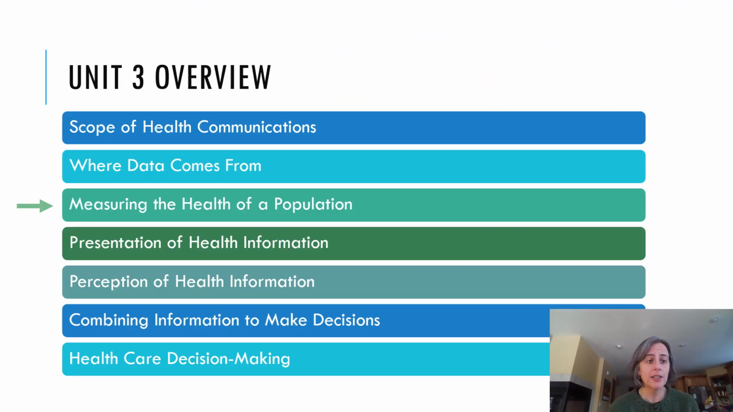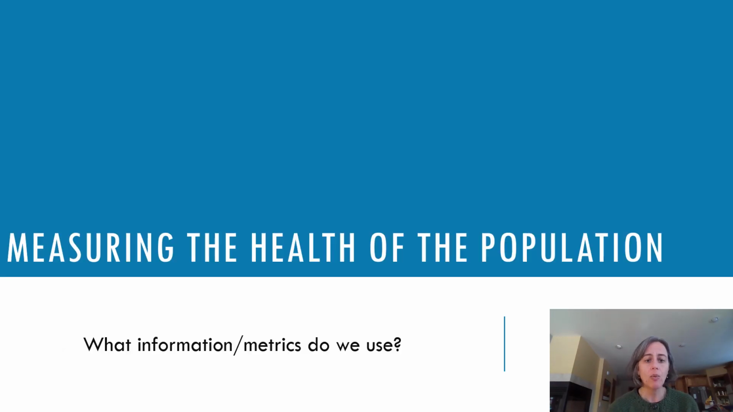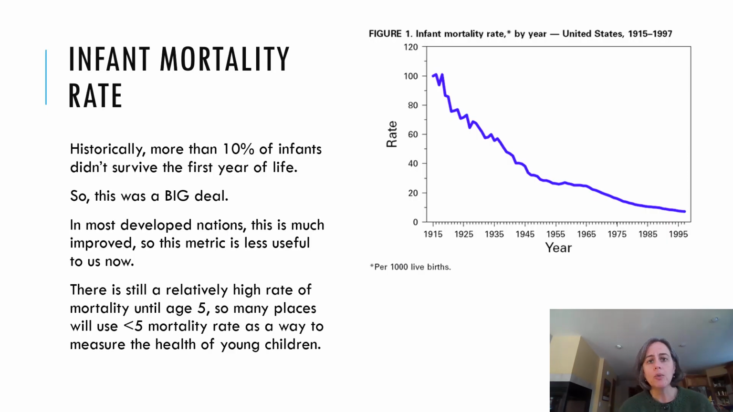So this is the third subheading for Unit 3, measuring the health of a population. What information or metrics do we use in public health to get an idea of the health of a population? One of the statistics that has been very useful historically and is a little bit less useful to us today, at least in wealthier and higher resource nations, is the infant mortality rate.